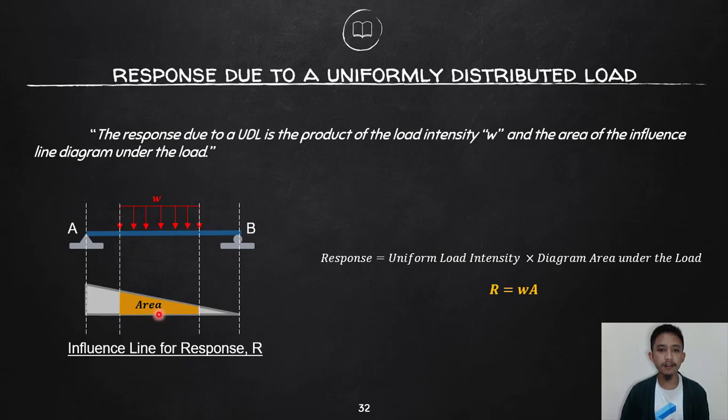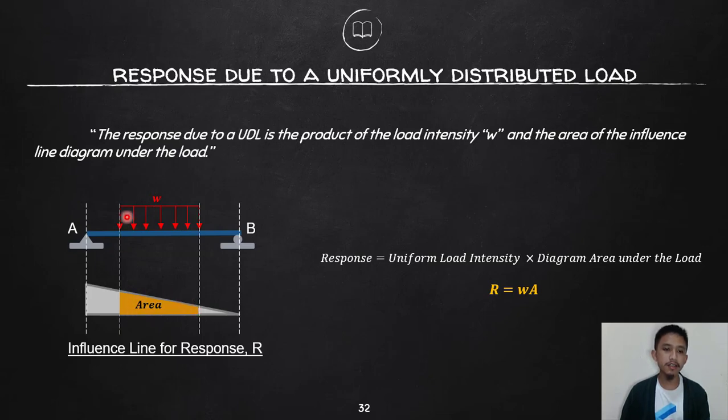Just like your concentrated load, all you need to do is multiply the value of that concentrated load with the corresponding ordinate below that loading. Here, your loading now is a UDL, that is distributed, so we multiply that W, the intensity, by the area under that loading.